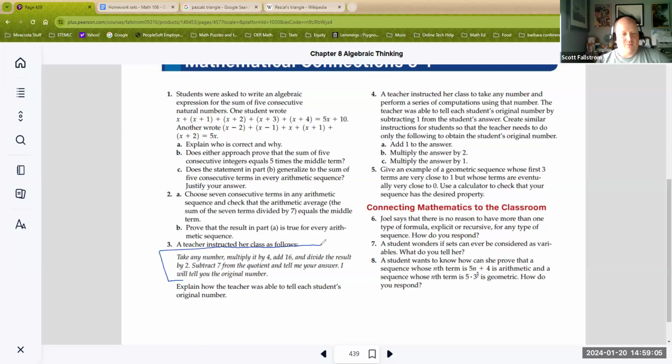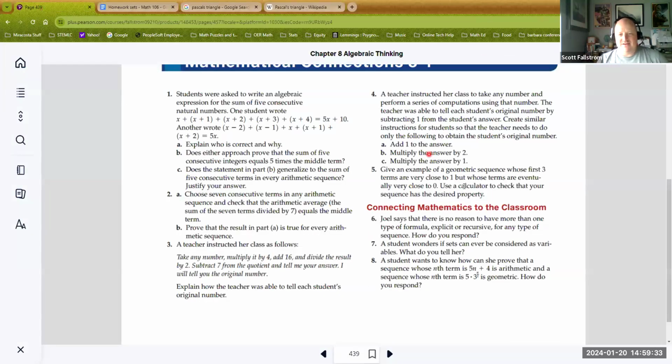Now, number 3, you'll notice, looks very similar to a problem we did before. I want you to practice this one. What did the teacher do? Write it out algebraically. Show how you simplify things algebraically and how the teacher could figure out the original number very quickly. What would the teacher have to do? The teacher is not going to do all of those things. The teacher is using algebra to make things shorter and easier. So that's 1 through 3.